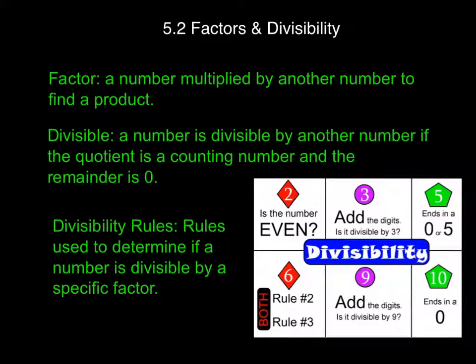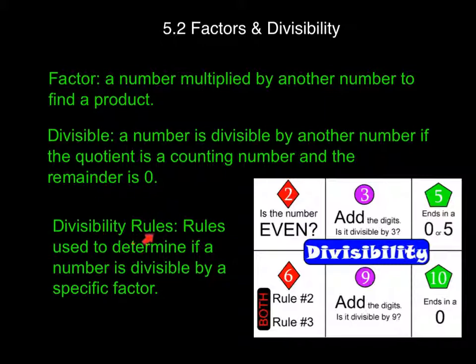Today we're going to be learning about factors and divisibility. A factor is a number multiplied by another number to find a product. Divisible means a number is divisible by another number if the quotient is a counting number and the remainder is 0. So we're trying to figure out if different numbers are divisible by other numbers, or in other words, if a specific number has a factor of a specific number.